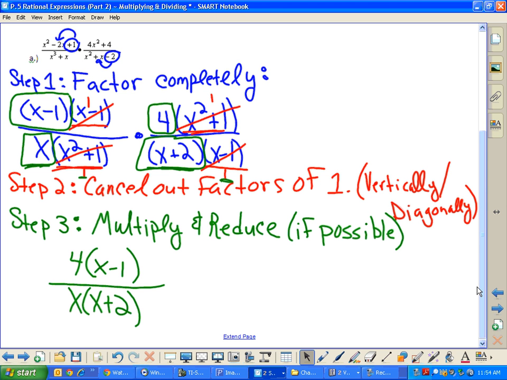No. Leave it in factored form. You can multiply it out if you want, but it's very common to just leave our answers in factored form. It's not like it's strictly forbidden. It's just common that we leave them in factored form.